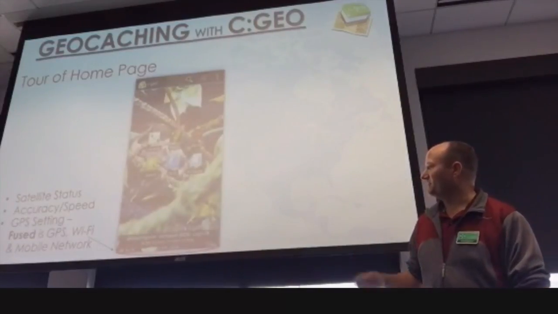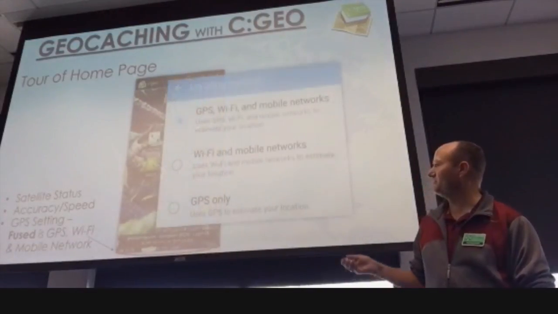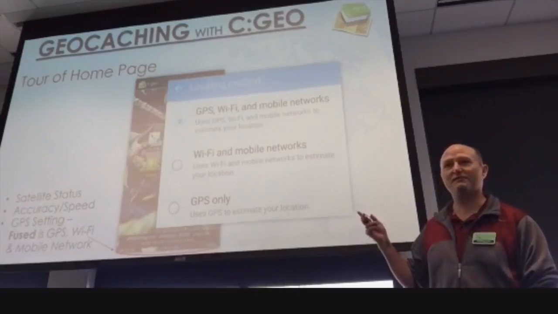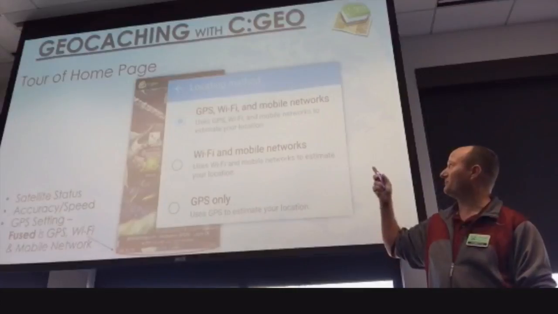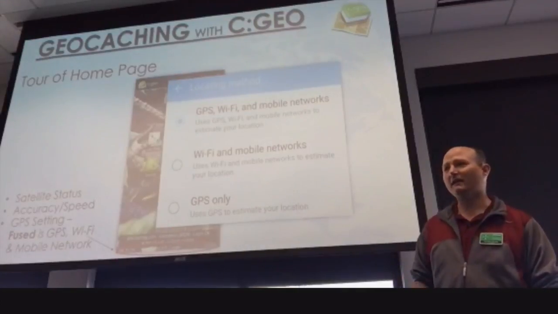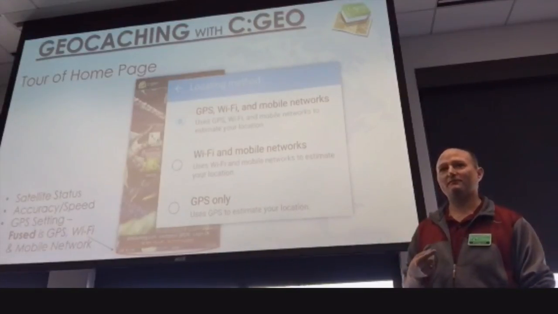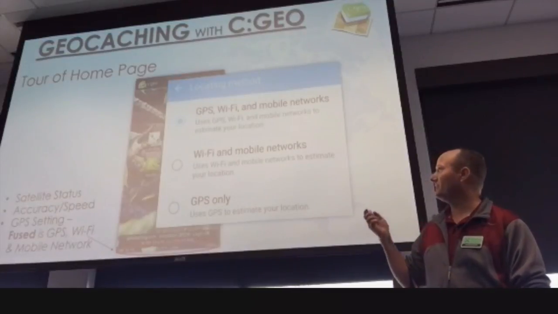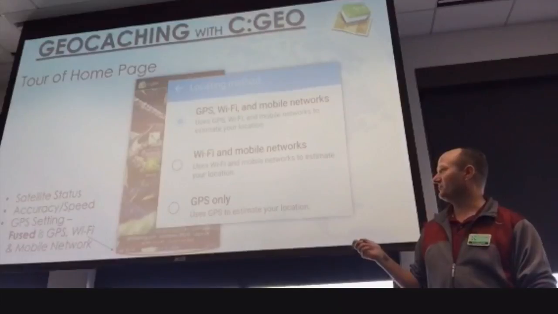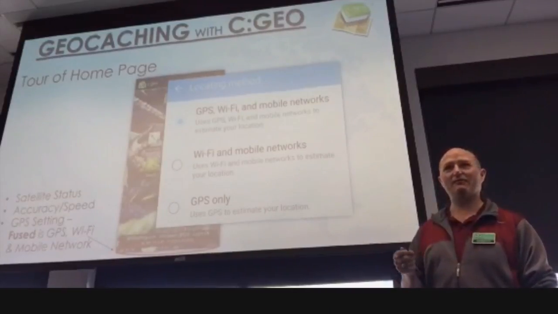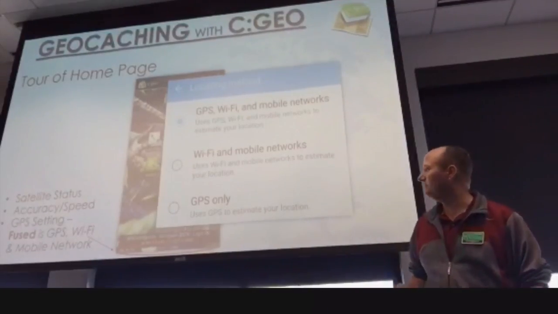And then down here with the satellites, if you click that, here's where you can choose what level you want to use. You can do GPS only, Wi-Fi and mobile networks, or GPS, Wi-Fi, and mobile networks. If I'm caching where I have battery or an external battery, I always do the top one. If I'm in the mountains, I'll just do GPS only, put my phone in airplane mode, and then the battery will last all day.